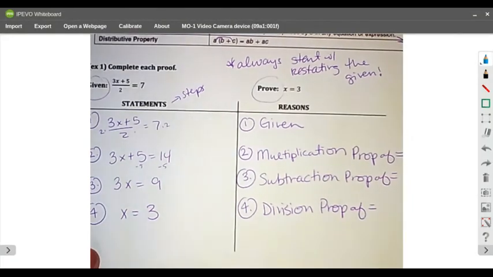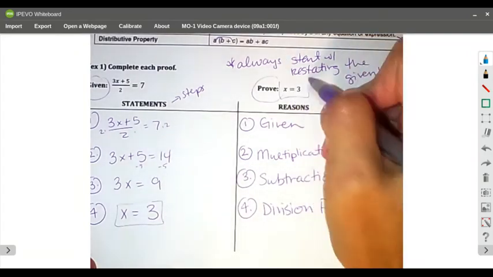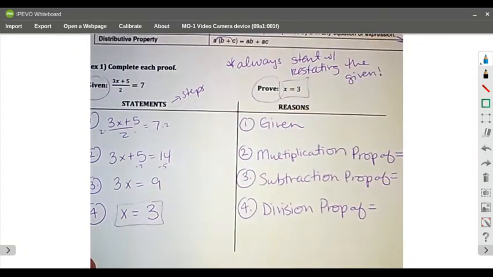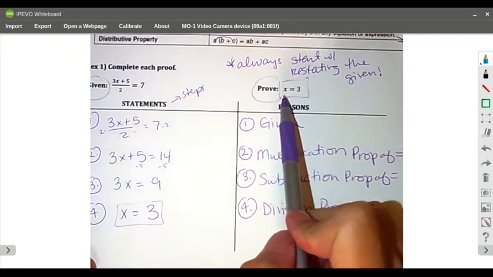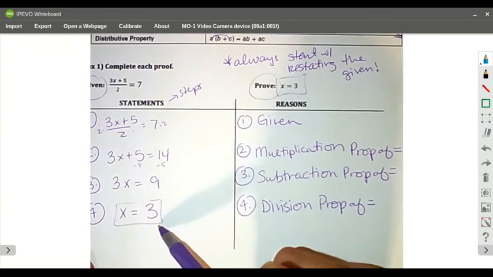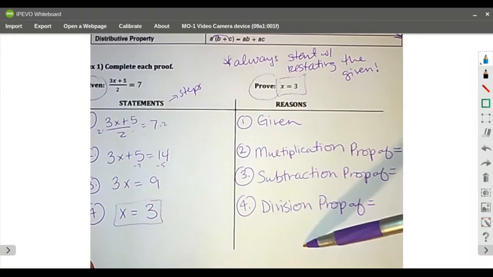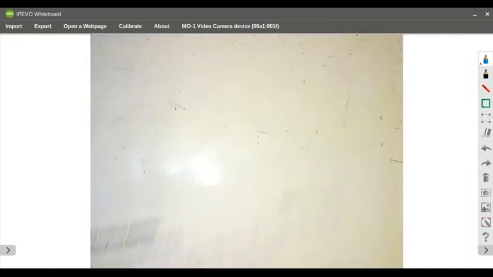And that's our first proof. Not bad. Notice that my last step matches my proof. You're never done until it matches exactly. Even if this proof said 3 equals x, I wouldn't be done. I'd have to flip it around. I think there's an example where we'll have to do that next. So that's our first proof. We solved the equation, and every step of the way, we explained what we did. Okay, so there's number 1.